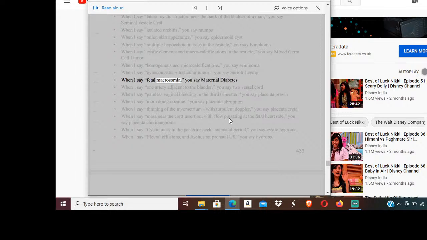When I say fetal macrosomia, you say maternal diabetes. When I say one artery adjacent to the bladder, you say two-vessel cord. When I say painless vaginal bleeding in the third trimester, you say placenta previa. When I say mom doing cocaine, you say placenta abruption.